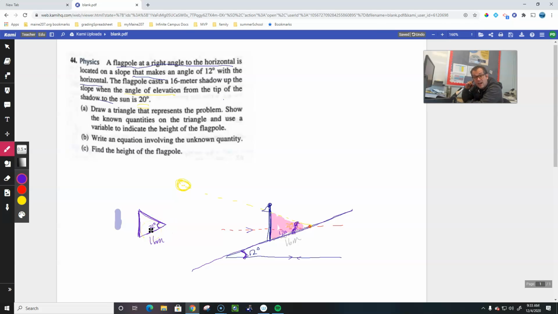Fantastic. I have one side and one angle. I want to figure out the height. I still need more information about this triangle, this purple one that I drew over here. So maybe pause and think about it for a minute. Where else can we get information about this triangle?